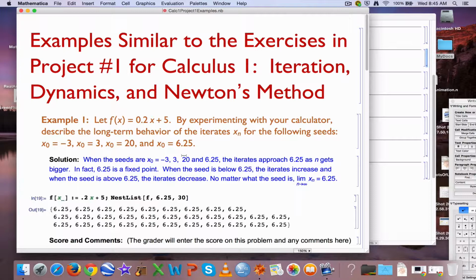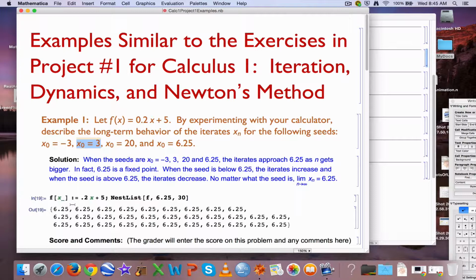I'm going to try to talk about a graphical method for understanding what we observed numerically. So the situation here for example 1 is the function that you iterate is f of x equals 0.2x plus 5. What does it mean to iterate? It means to start with an initial condition, a seed, like x0 equals 3. Take that as input for the function, plug it into the function to get an output. 0.2 times 3 is 0.6, 0.6 plus 5 is 5.6.